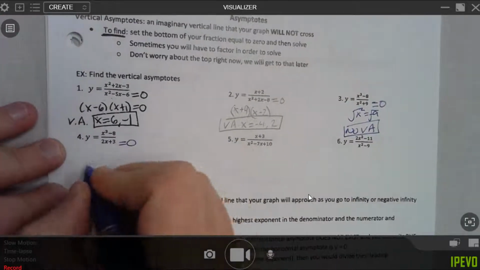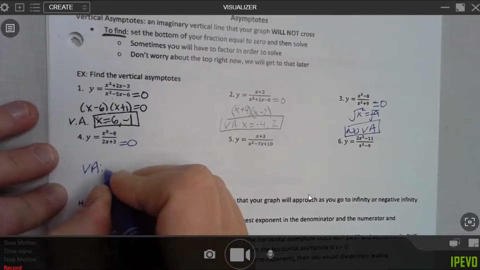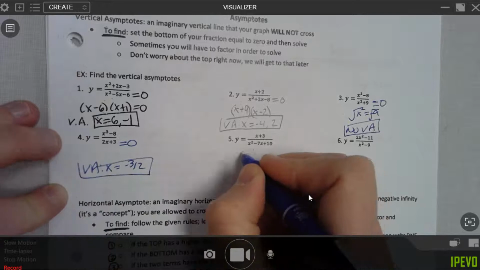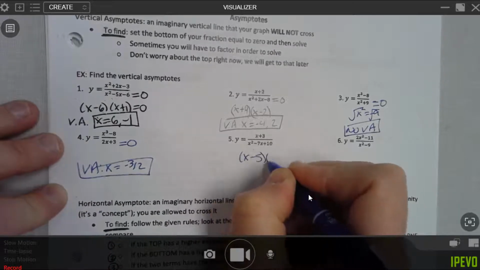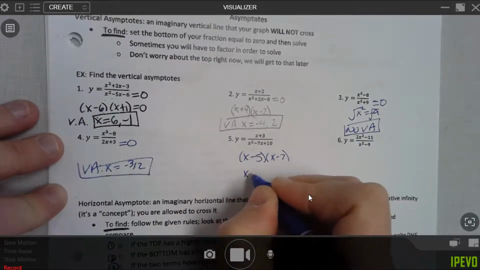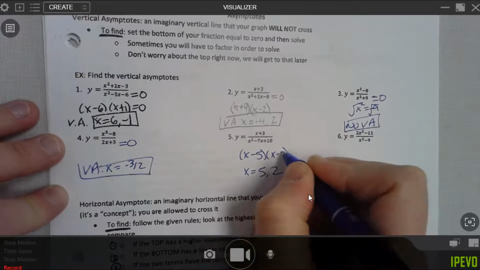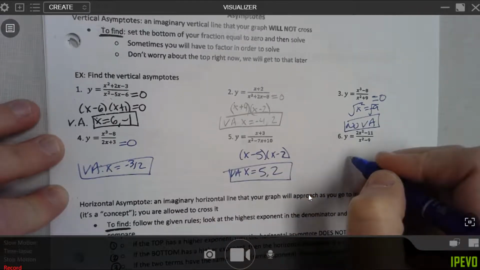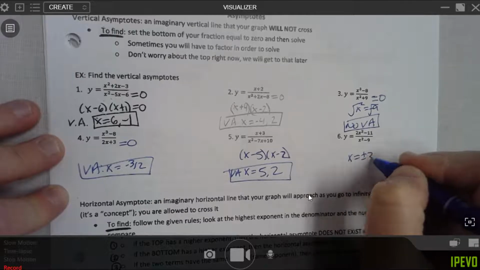So hopefully you've paused it and you've gotten that the vertical asymptote for this one is -3/2. Vertical asymptote for this one is 5 and 2. And the vertical asymptote for this one is plus and minus 3.